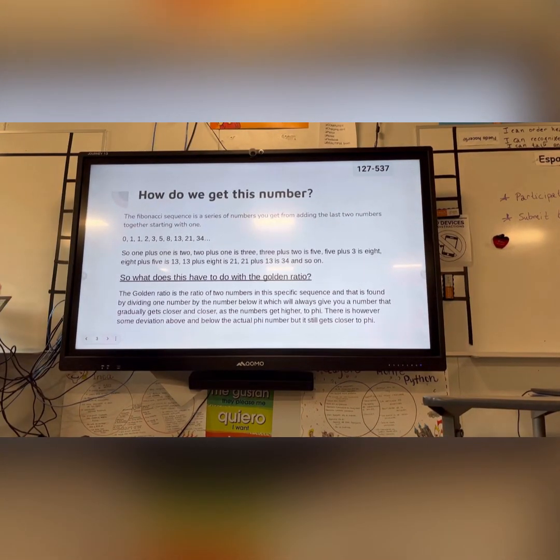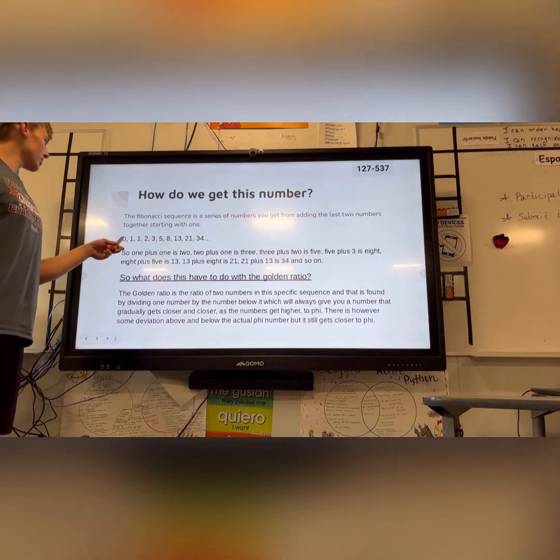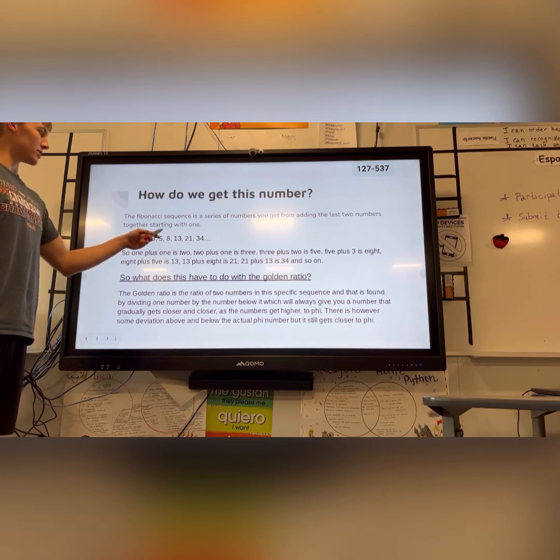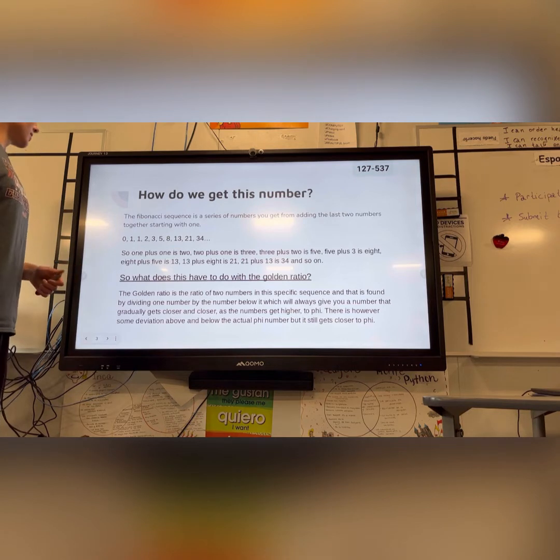So you get this number using the Fibonacci sequence. It's a series of numbers you get from adding the last two numbers together, starting with 1. So we have 0, 1, 1, 2, 3, 5. So 1 plus 1 is 2, 1 plus 2 is 3, 3 plus 2 is 5, and so on.